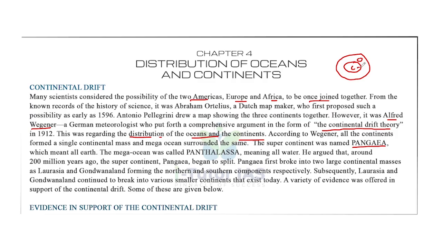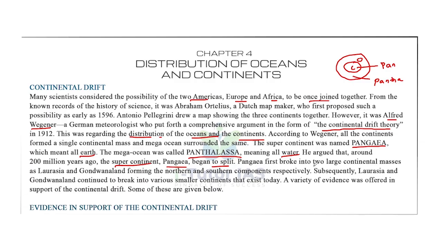So this continent is named Pangaea, which means all earth, and the mega ocean was called Panthalassa, meaning all water. So Pangaea means all earth and Panthalassa means all water. He argued that around 200 million years ago, the supercontinent Pangaea began to split.